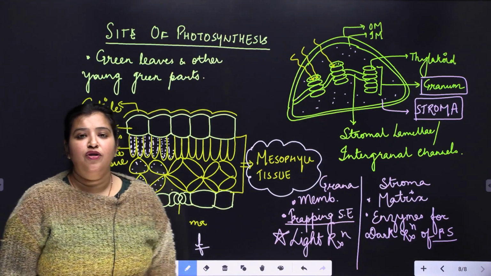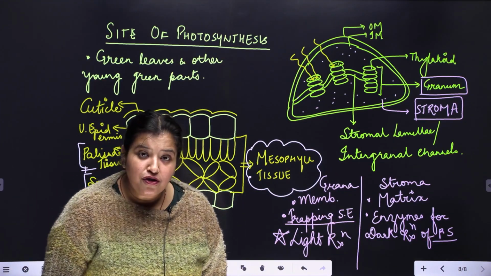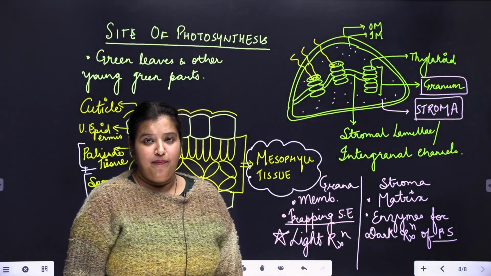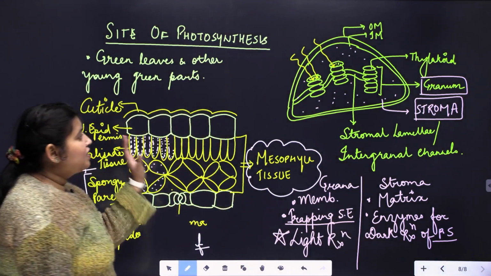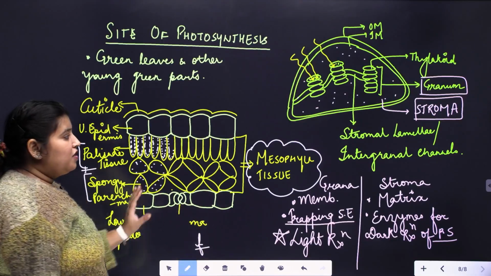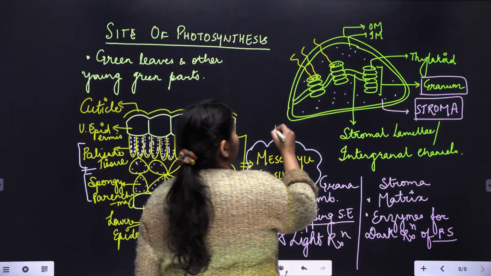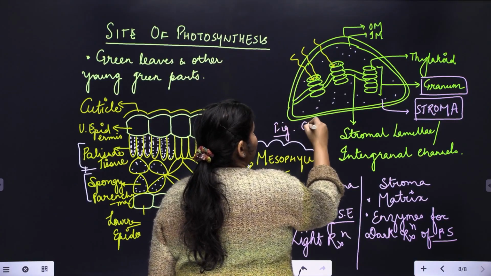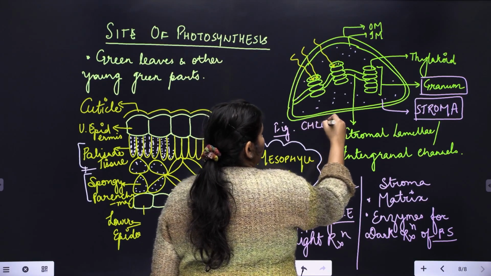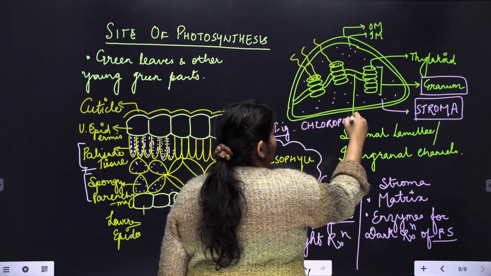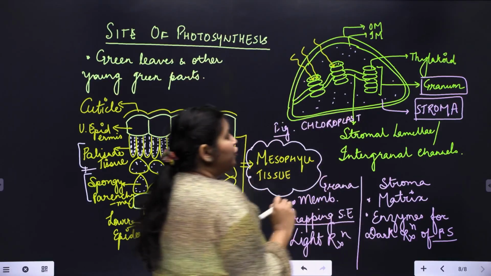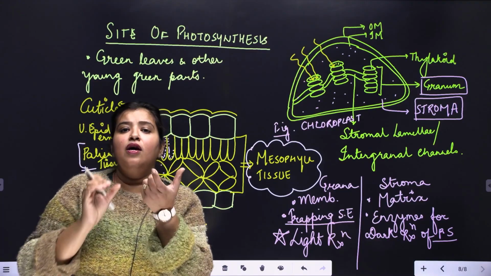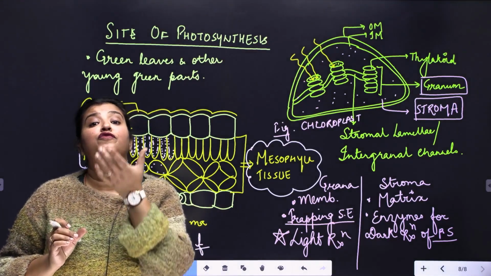All the enzymes for dark reaction of photosynthesis are present here in stroma. All right. So this is the site for photosynthesis, the structure of the leaf. Please don't forget to tag your diagrams. This is figure chloroplast. In board exams also, you need to keep in mind always that whenever you're drawing something, please put a tag of what you've drawn.